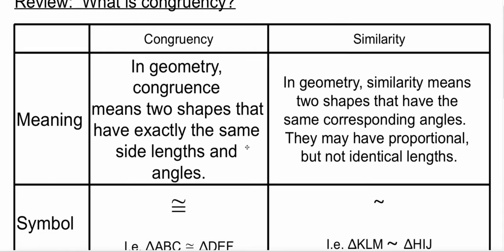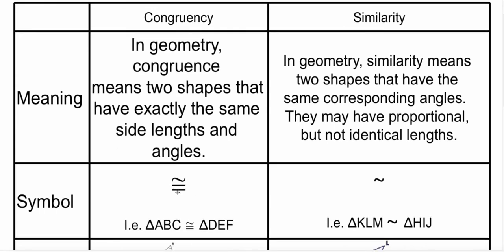The symbol for congruency is kind of like an equal sign with a little squiggly on top. So here's an example. We have triangle ABC is congruent to triangle DEF. Whereas similarity is just a little squiggle sign without the equal sign. So we have triangle KLM is similar to triangle HIJ.